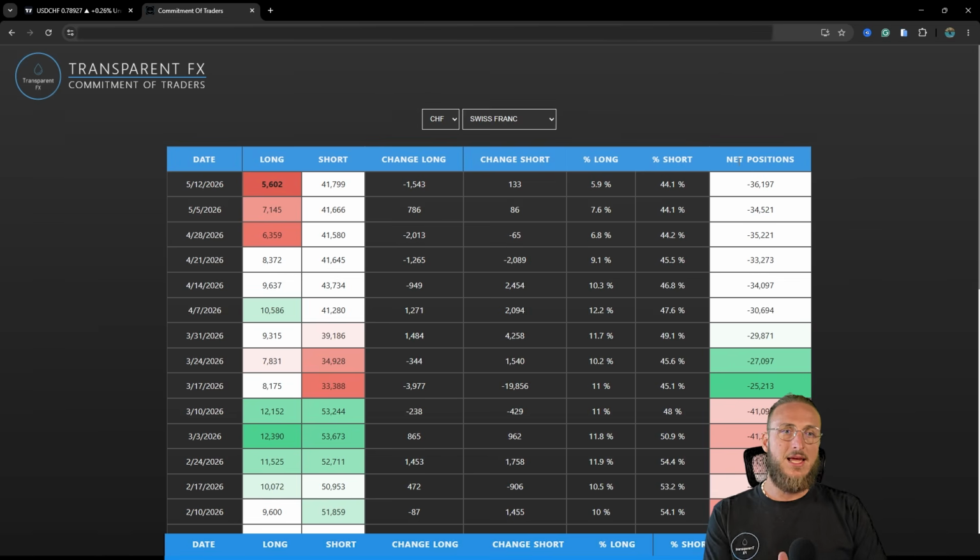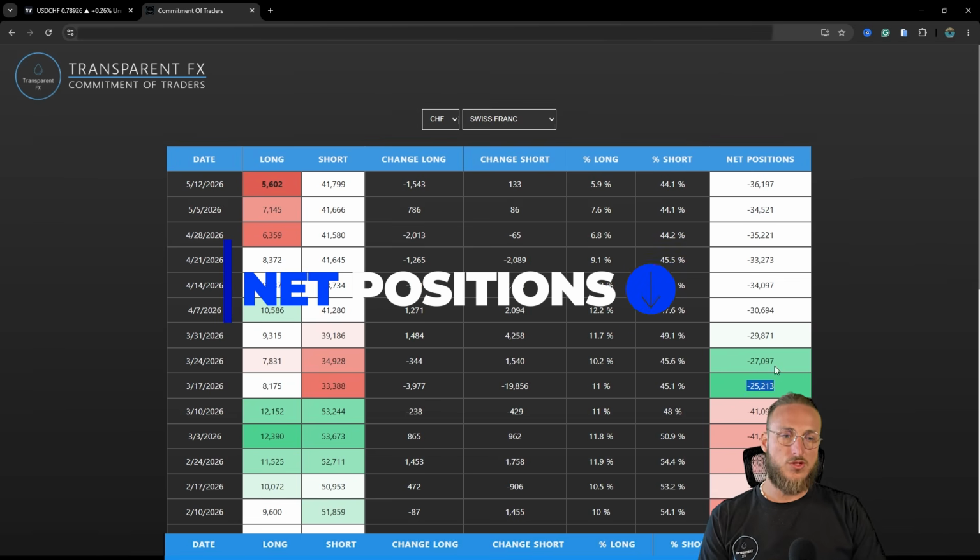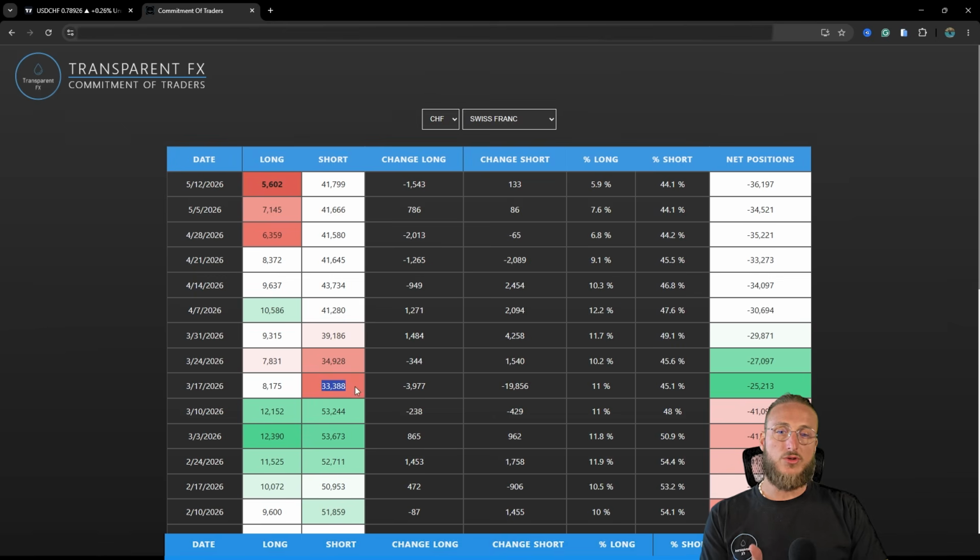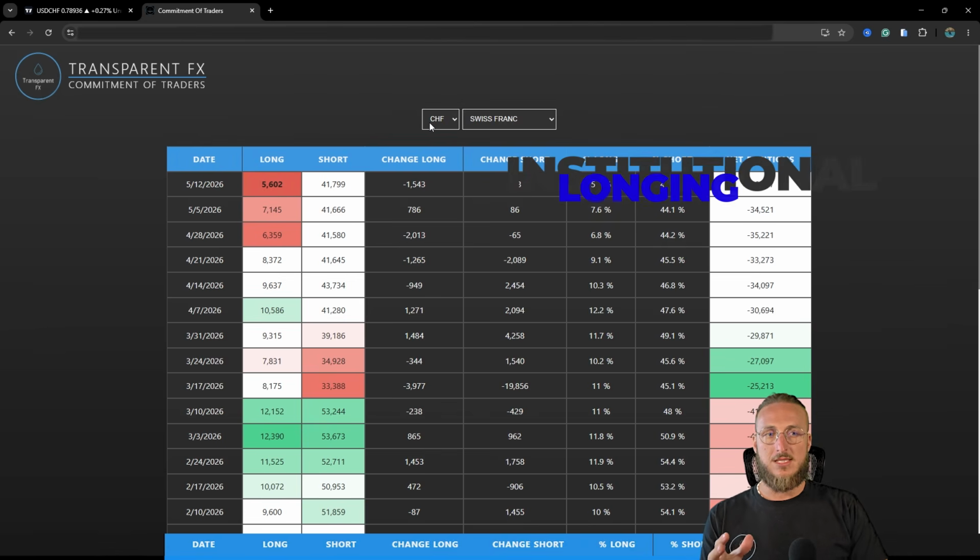We can see, in fact, net positions dropping from minus 25K to now minus 36K, shorts being increased from 33K up to 41K, longs being decreased from 10K to 5K. So institutions are clearly shorting CHF USD, so longing USD CHF. Let's keep that in mind and move back to the chart.